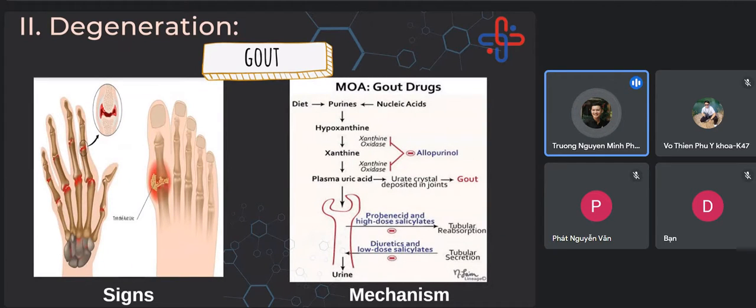As you can see, this is the figure about gout disease. We have the cause and the mechanism. Next, please.